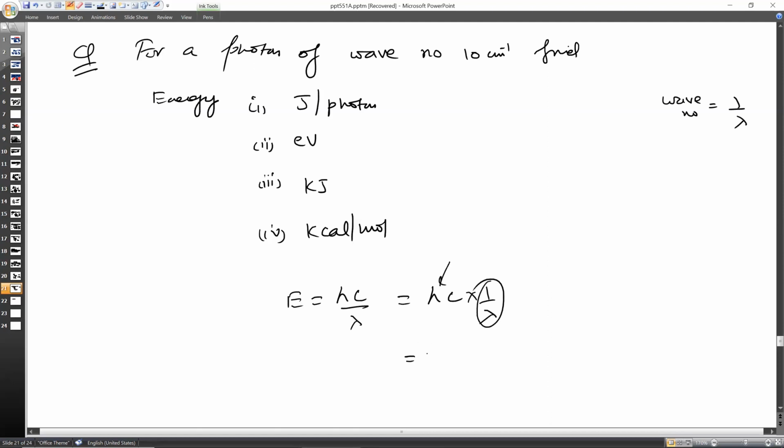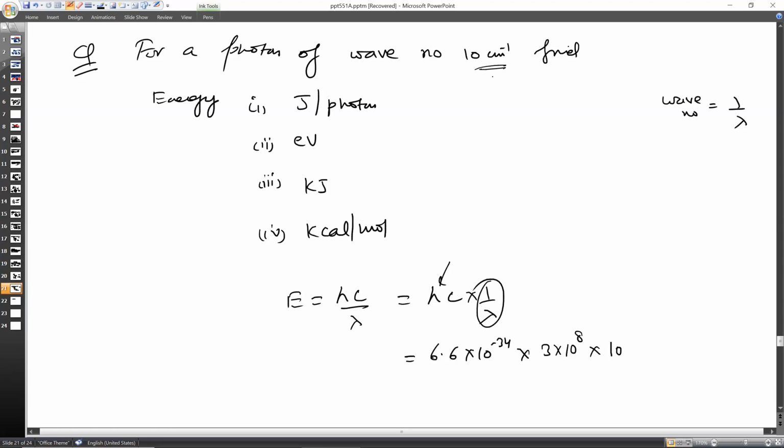So what you will write here: h's value is 6.6 into 10 to the power minus 34, c is 10 to the power 8, and 1 by lambda is 10 centimeter inverse, and we have to convert it into meters, because the standard unit should be in meters. So how can we convert this into meters? If 1 by wavelength is 10 centimeter inverse, are you getting this?